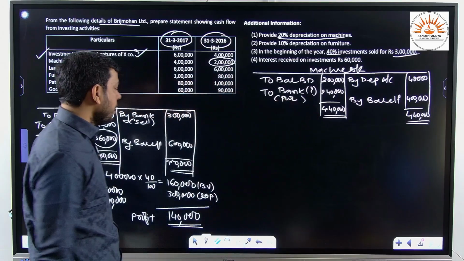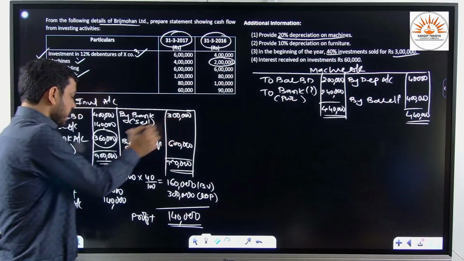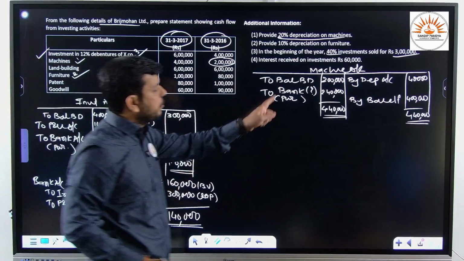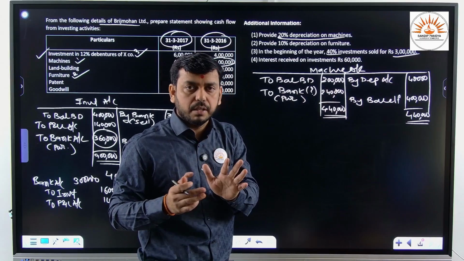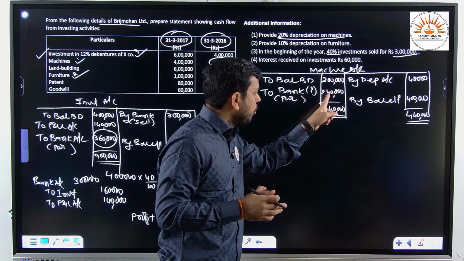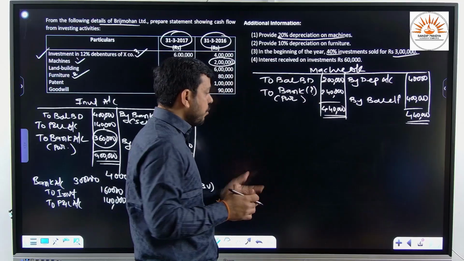Fine. So once again, as I told you earlier, focus on how much cash comes in, how much cash goes out. In the same way, from machine account, how much cash comes in? Nothing, because during the year we have not sold the machine. Rather, we have purchased the machine for 2,40,000. That is our negative flow, which indicates cash outflow.